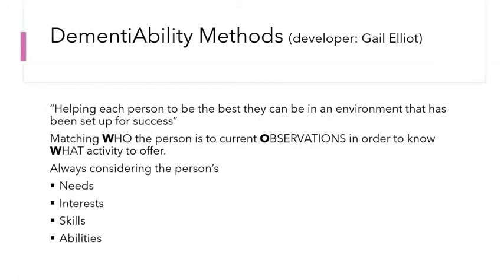So, what can we do to stop these declines? One idea is to use the Dementiability methods. This focuses on exposing the person's retained abilities, because what we want to do is help each person to be the best they can be in an environment that has been set up for success.